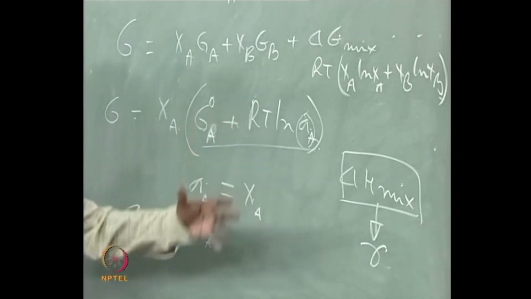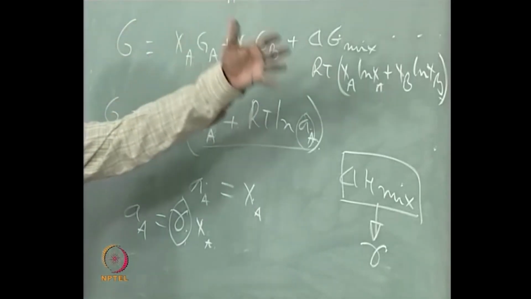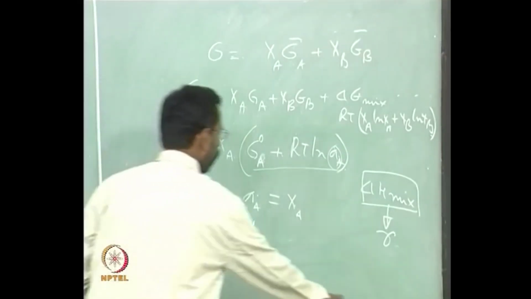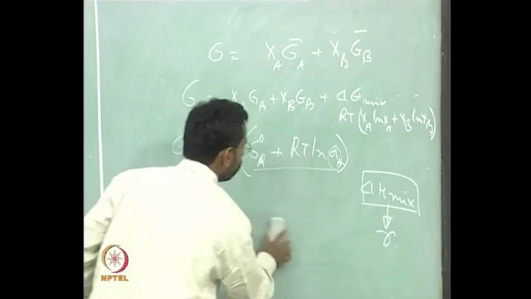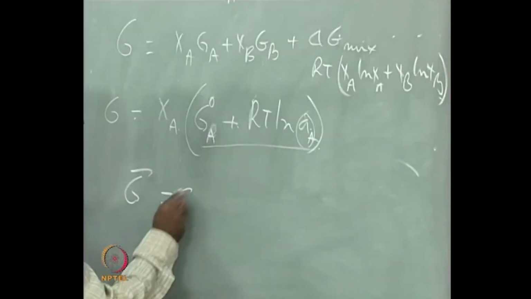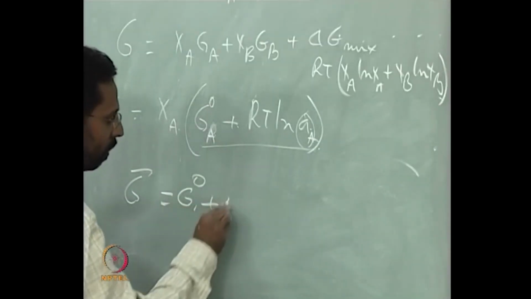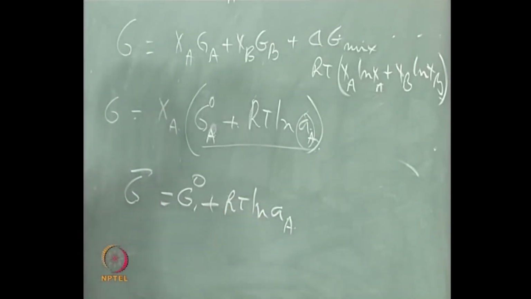Depending on how you express this equation, whether it is an ideal solution or a non-ideal solution, you can express the whole thing in terms of that. But what is more important is that G bar is G naught plus RT ln AA. If you remember this, we can do a lot of things. You hold on there, we will come back to that as we go along.